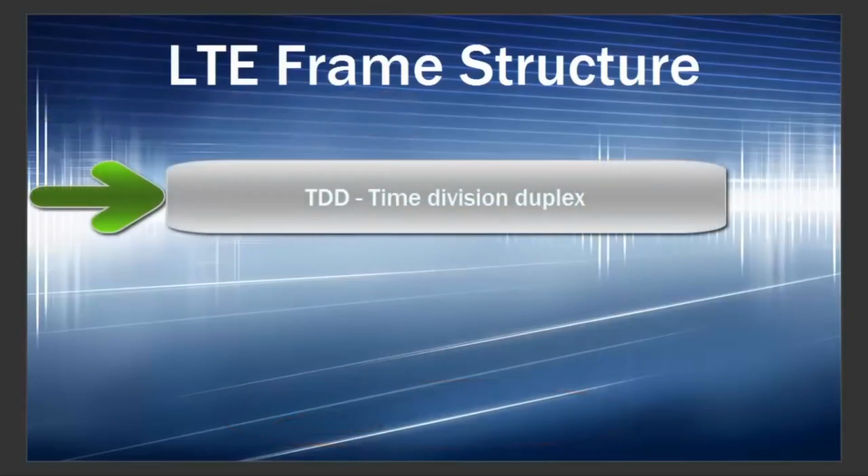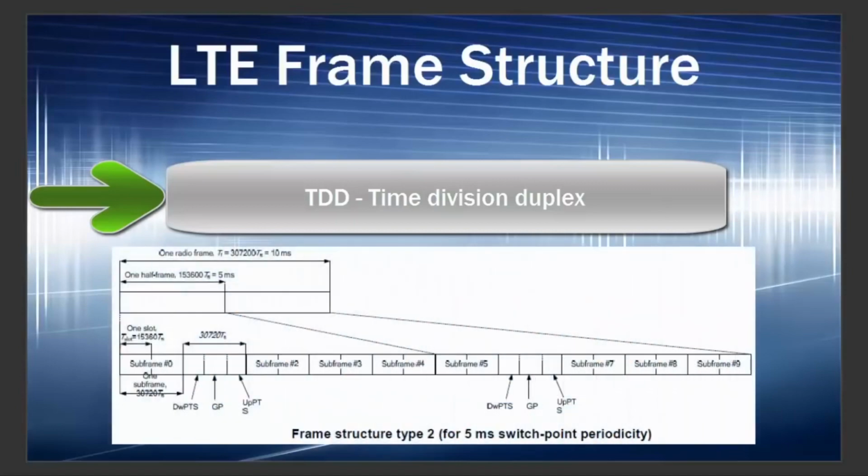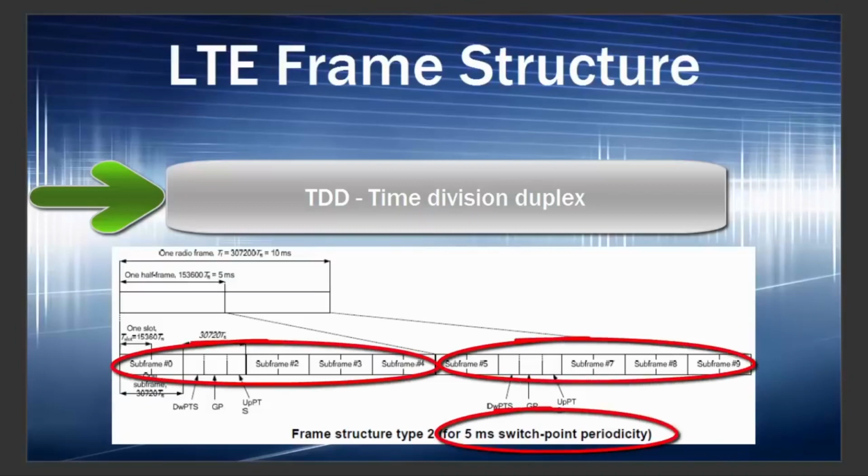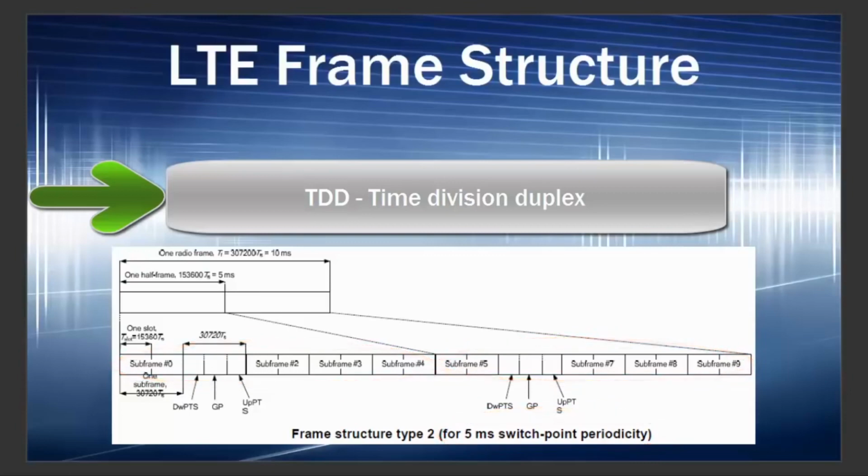Frame structure type 2 is applicable to TDD. Each radio frame of length 10 ms consists of two half frames of length 5 ms each. Each half frame consists of 5 subframes of 1 millisecond.